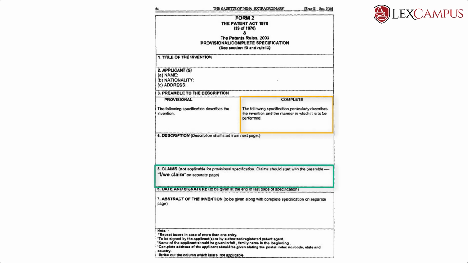The claim column is filled in the case of a complete specification, and if you see the entry number 5 in Form 2, you will find that claims not applicable for provisional specification. So, the claims are that part of Form 2 which distinguishes a provisional from a complete. In a provisional, there is no need to file a claim, whereas in a complete, for us to regard something as a complete, there has to be the claim, and the claim is the concluding part of the specification.